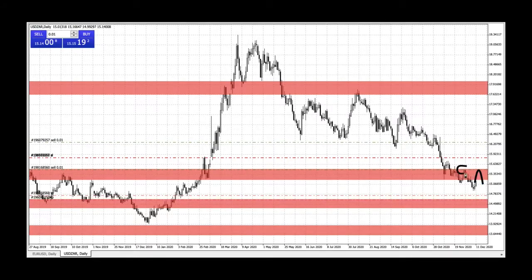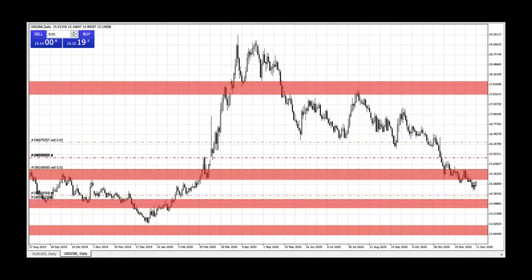Alternatively, what may happen is that the price may come again to retest this zone, thereby forming a double top here and here, from where we will be taking bearish positions, expecting the price to go all the way down to 14.49892.